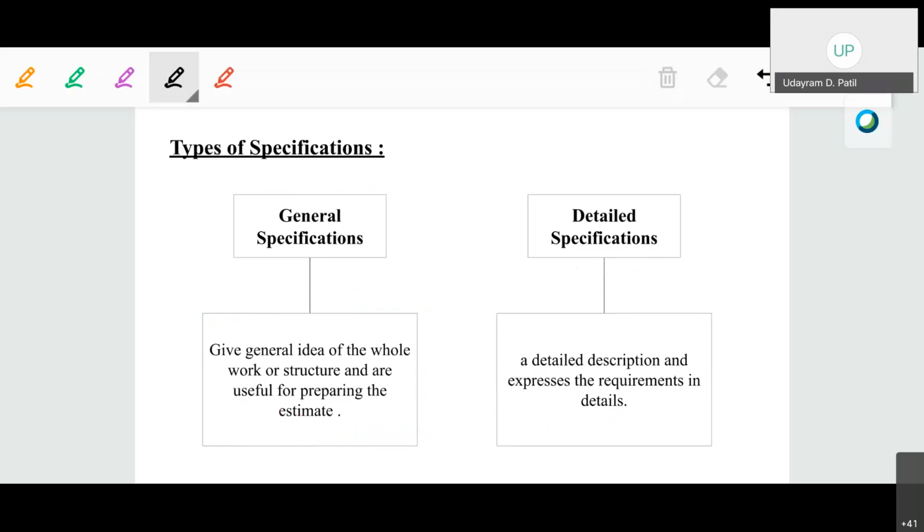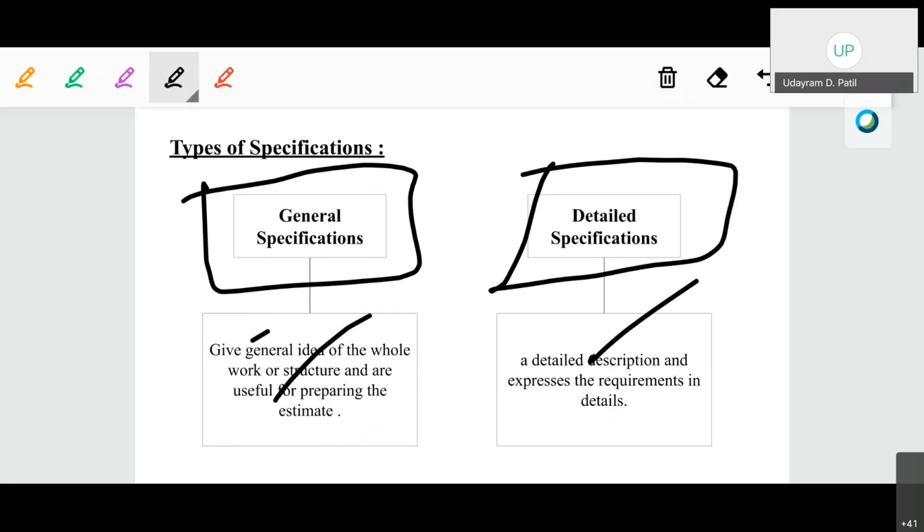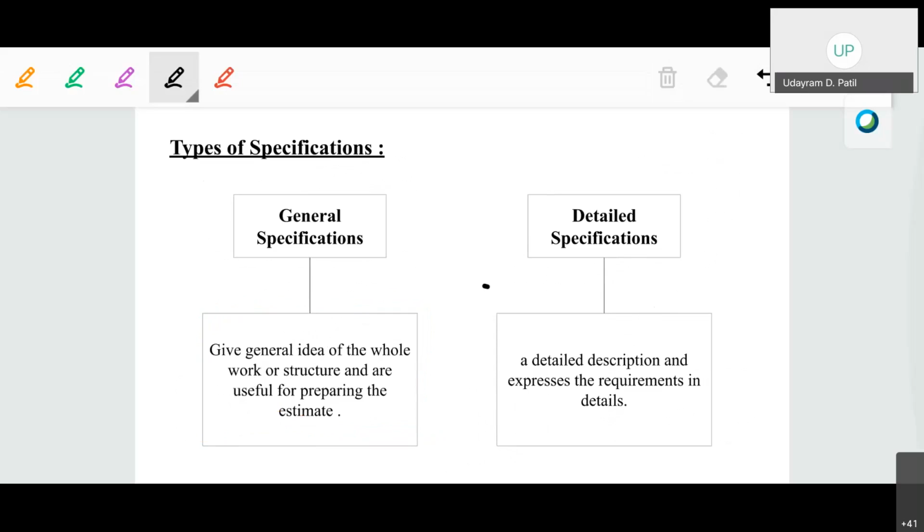Okay, there is this particular difference only there. Okay, in case of the general, most important difference is general specification and detailed specification. Okay, let's see then the general specification.